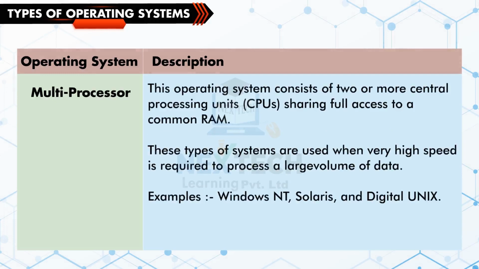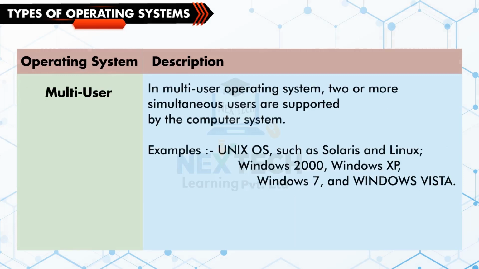Multiprocessor. This operating system consists of two or more central processing units, CPUs, sharing full access to a common RAM. These types of systems are used when very high speed is required to process a large volume of data. Examples: Windows NT, Solaris and Digital Unix. Multi-user. In multi-user operating system, two or more simultaneous users are supported by the computer system. Examples: Unix OS such as Solaris and Linux, Windows 2000, Windows XP, Windows 7 and Windows Vista.